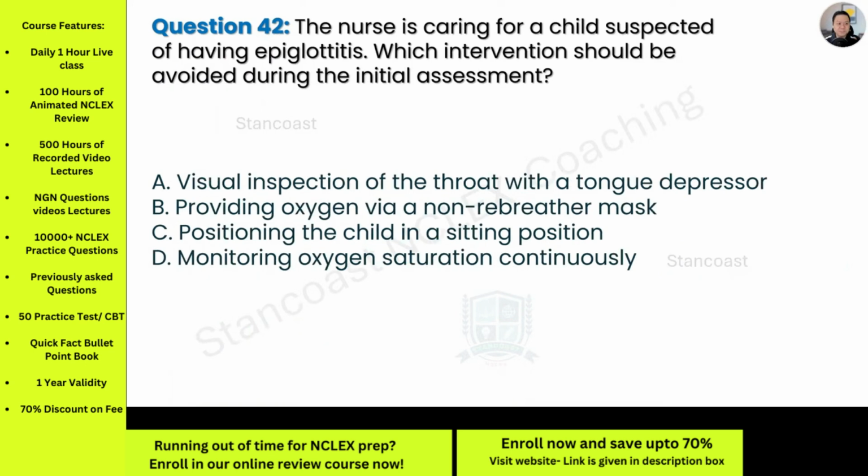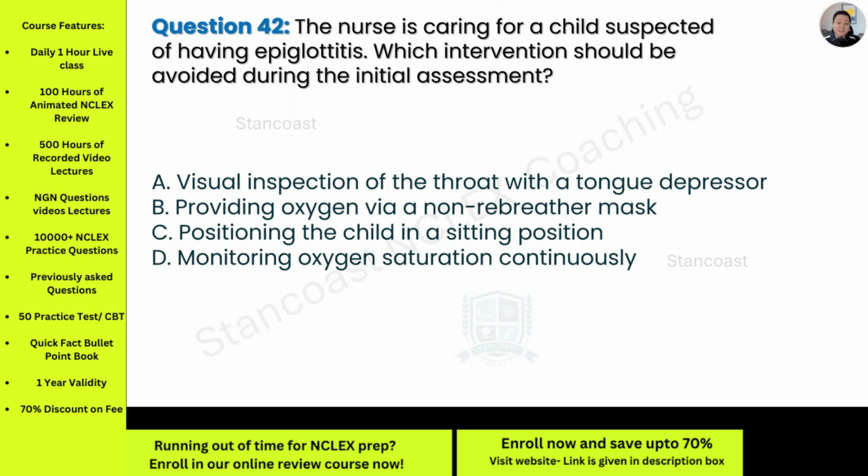42. The nurse is caring for a child suspected of having epiglottitis. Which intervention should be avoided during the initial assessment? A. Visual inspection of the throat with a tongue depressor. B. Providing oxygen via non-rebreather mask. C. Positioning the child in a sitting position. And D. Monitoring oxygen saturation continuously. Take note about the question here. Which intervention should be avoided during the initial assessment?